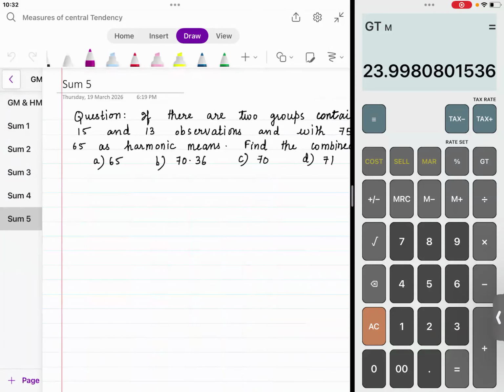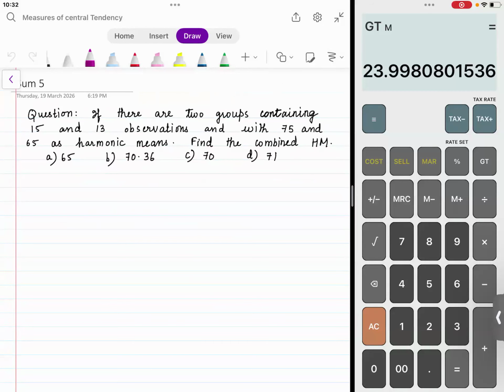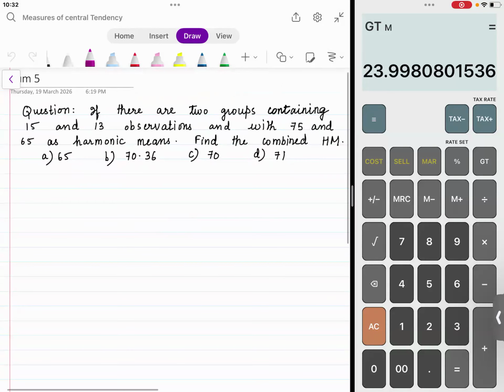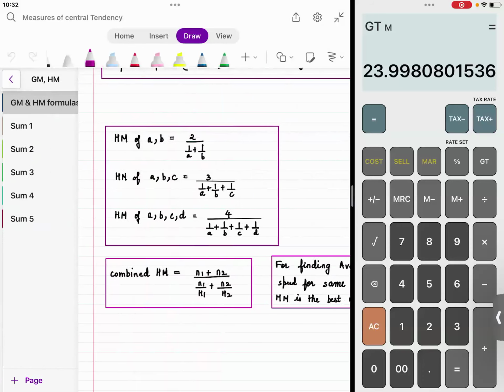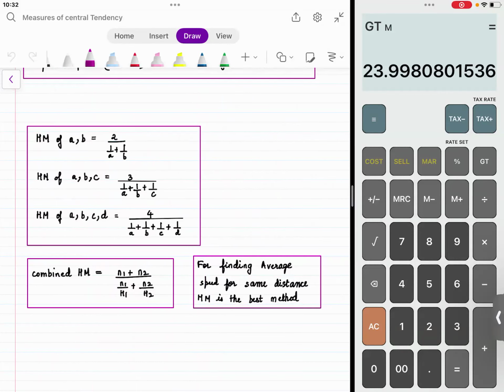Let us do the last question. They're asking us to find the combined harmonic mean. How do we get the combined harmonic mean? What's the formula for combined harmonic mean? Combined harmonic mean is given by the formula N1 plus N2 divided by N1 by H1 plus N2 by H2.